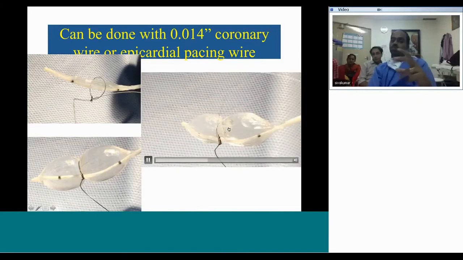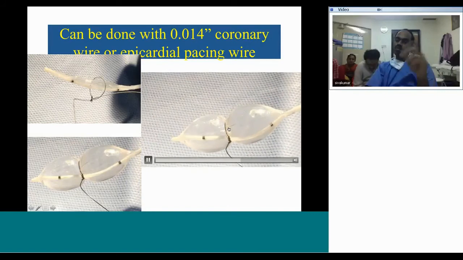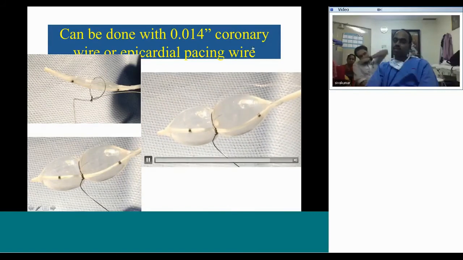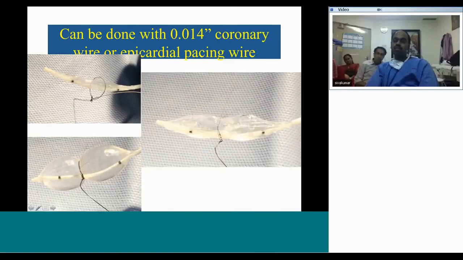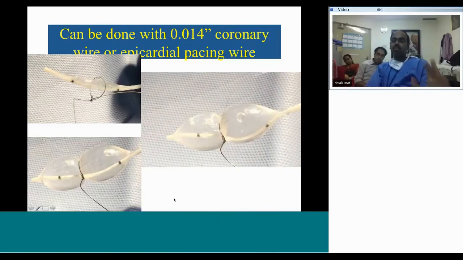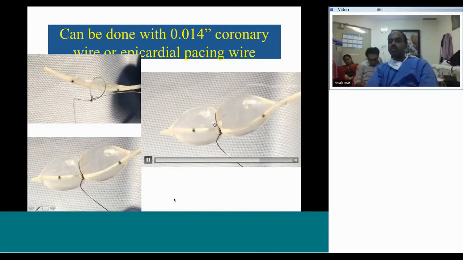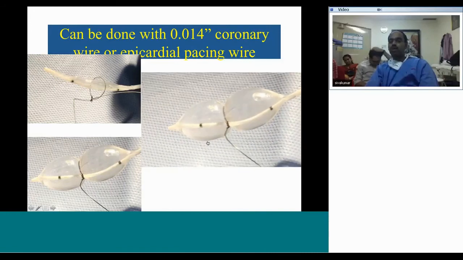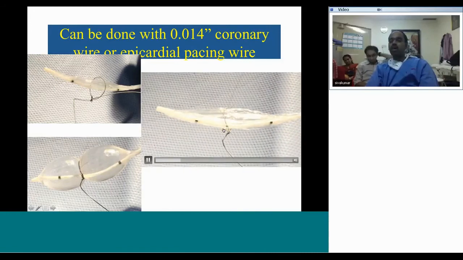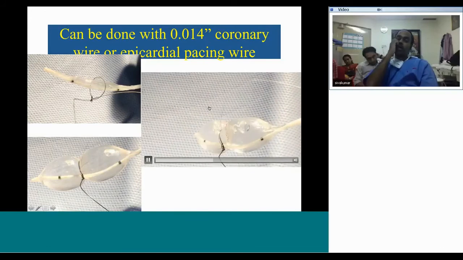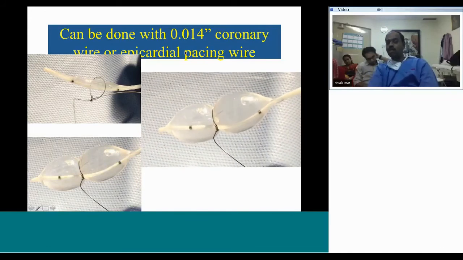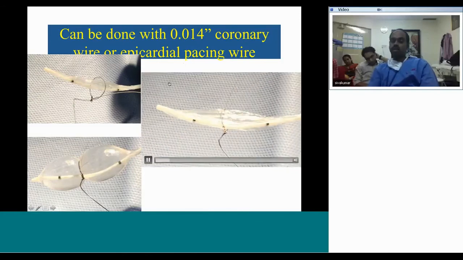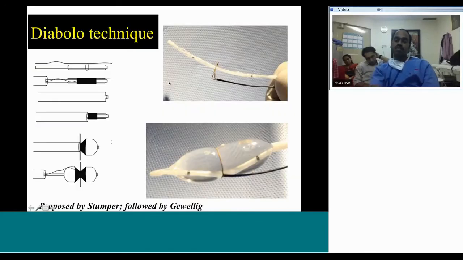So the outermost will be the stent, within the stent will be this pacing wire, and within this pacing wire will be this balloon. The entire crimped assembly is now taken into the heart. You can either use the woven coronary wire to make all these knots, or you can use epicardial pacing wires to make these knots, or the most simple thing will be taking a snare.